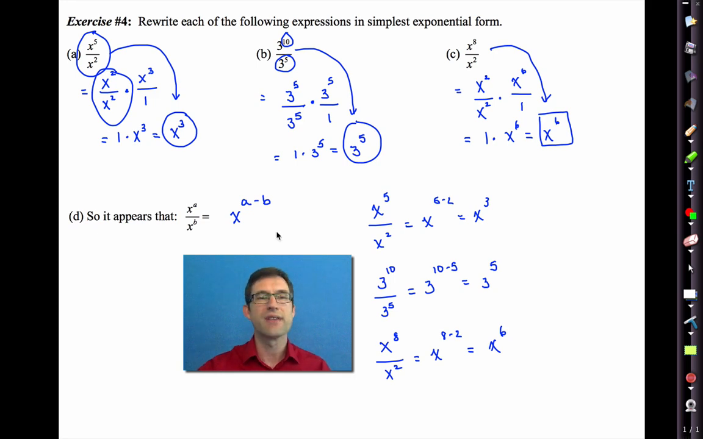Regardless, there is our third exponent law. When we divide 2 things with the same base, we subtract the power of the denominator from the power of the numerator. All right, pause the video now, think about what we just did, and then we're going to apply it. All right, let's move on. I'm clearing out the text.